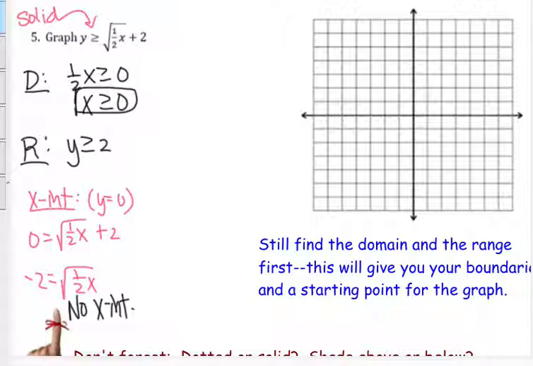Now I find my y-intercepts. The way I find my y-intercepts, let x equal 0.